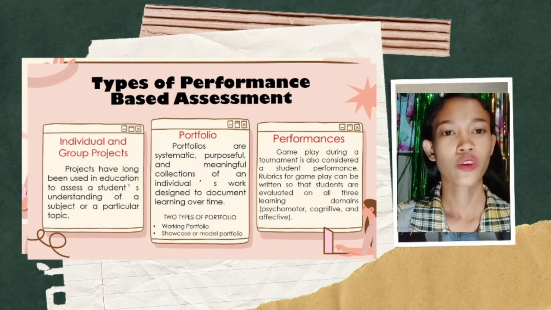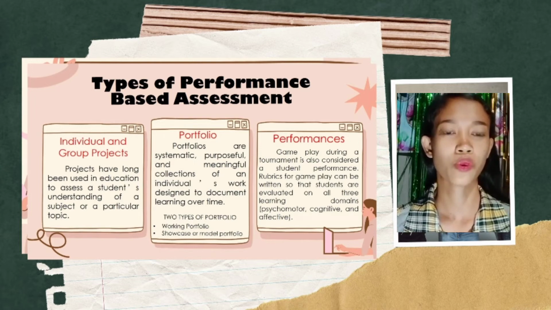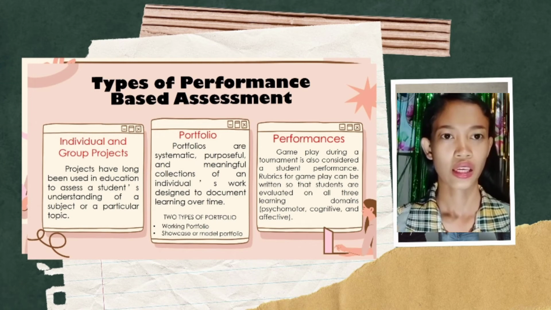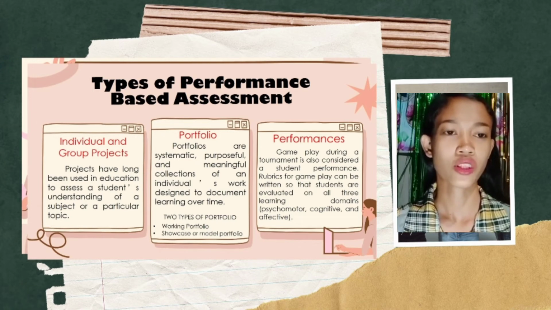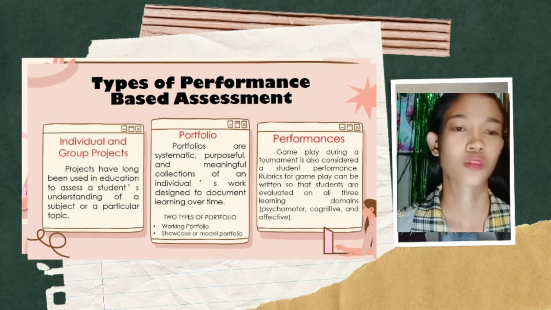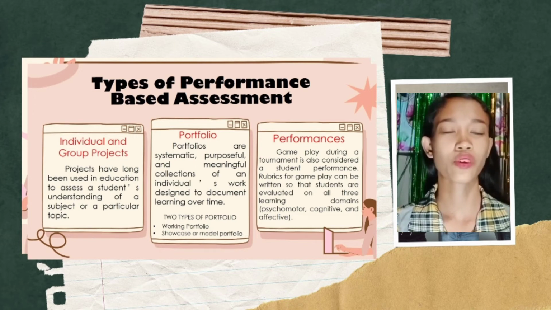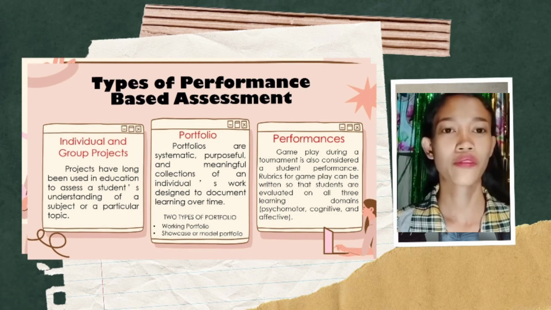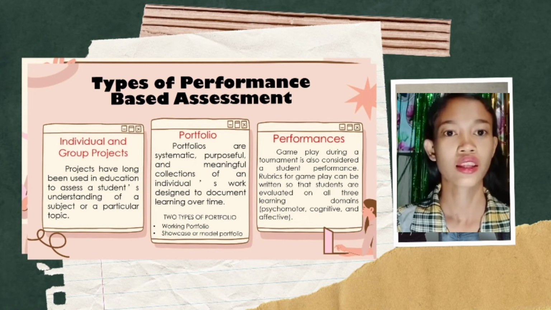Portfolio has two types. The first one is working portfolio and the second one is showcase or model portfolio. A working portfolio is a repository of portfolio documents that the student accumulates over a certain period of time. The working portfolio contains quizzes, assessments, and projects. However, a showcase or model portfolio consists of work samples selected by the students that document the students' best work.